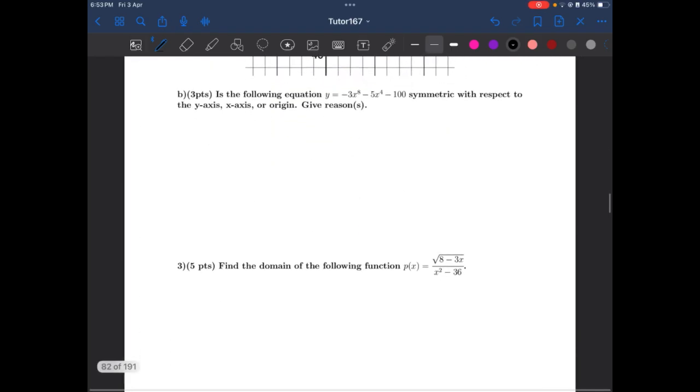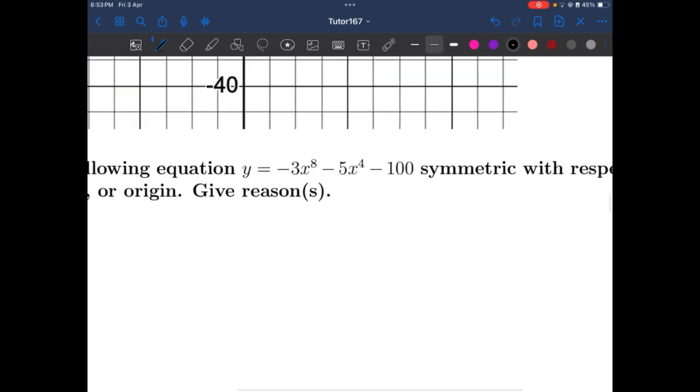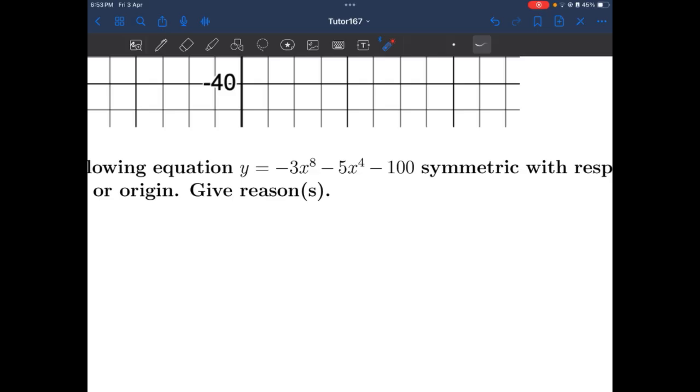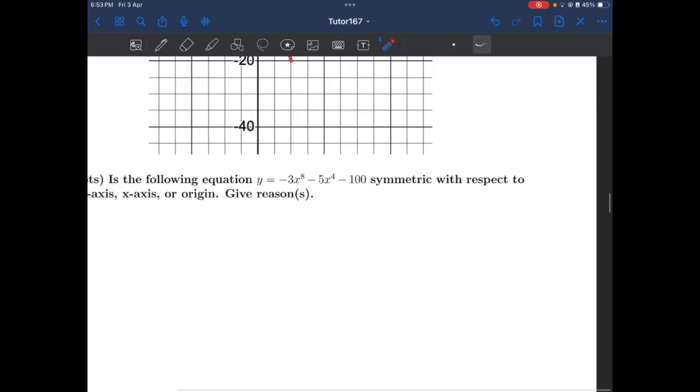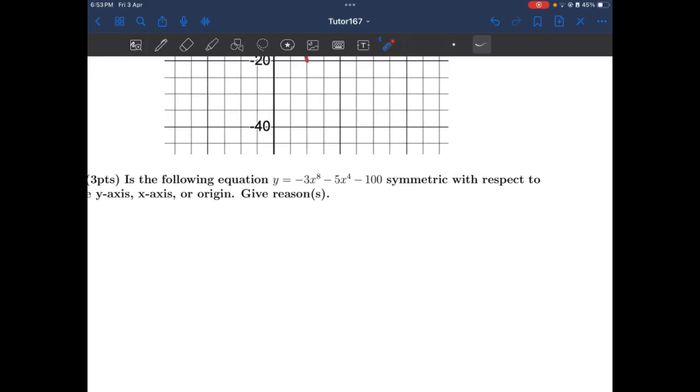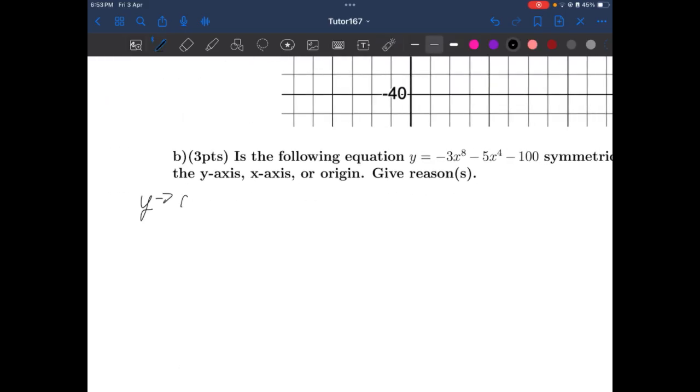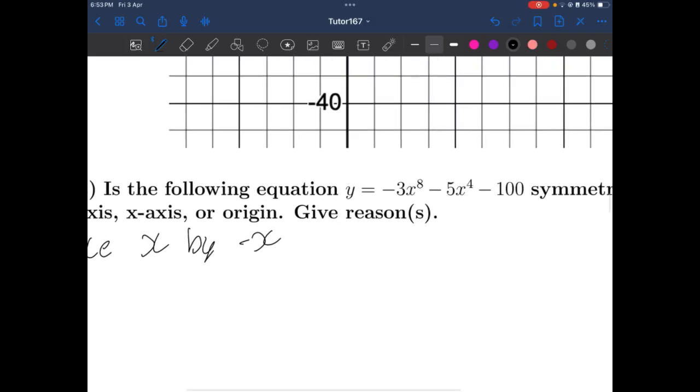Okay, is the following equation symmetric with respect to the y-axis, x-axis, or origin? Give reasons. Since you see even numbers here, you automatically know it's symmetric with respect to the y-axis. Because in order to test for symmetry with the y-axis, you would have to replace x by negative x and simplify. If it gives you the same result, then it's symmetric with respect to the y-axis.